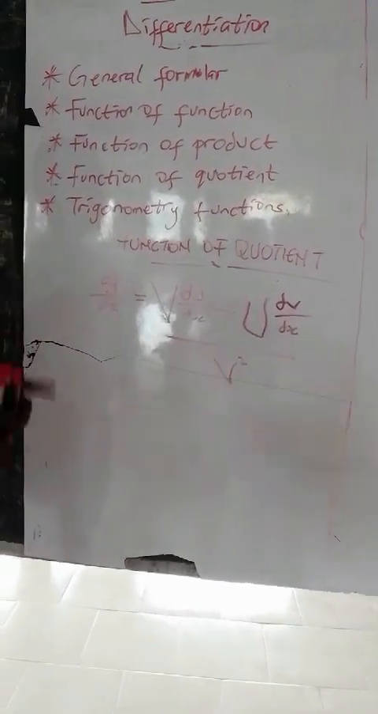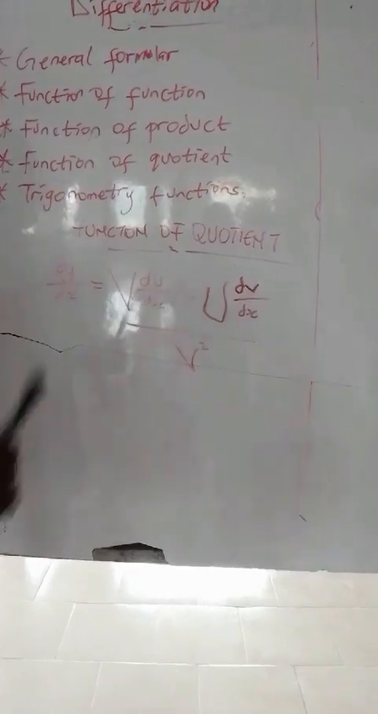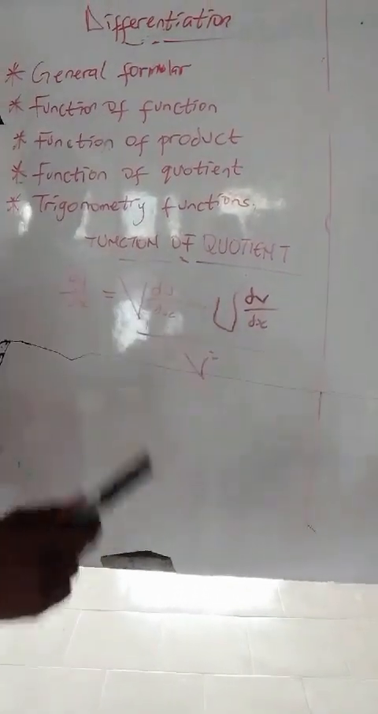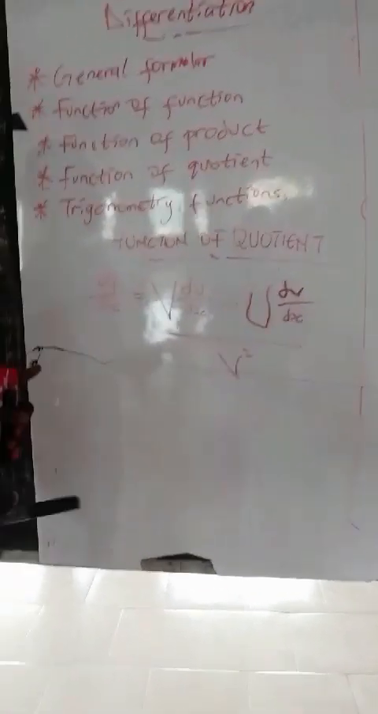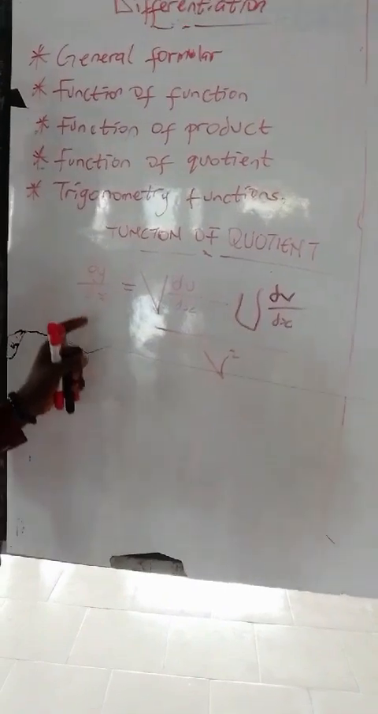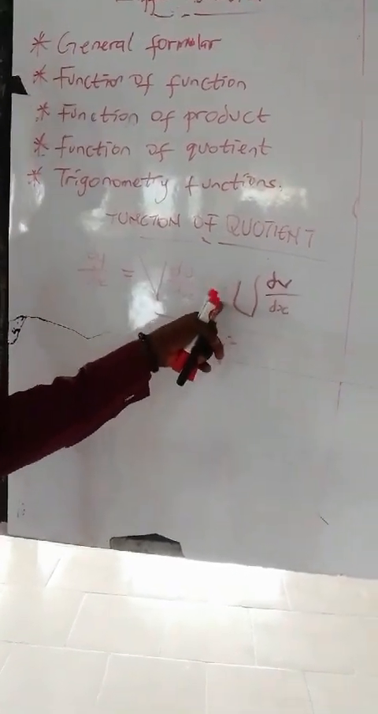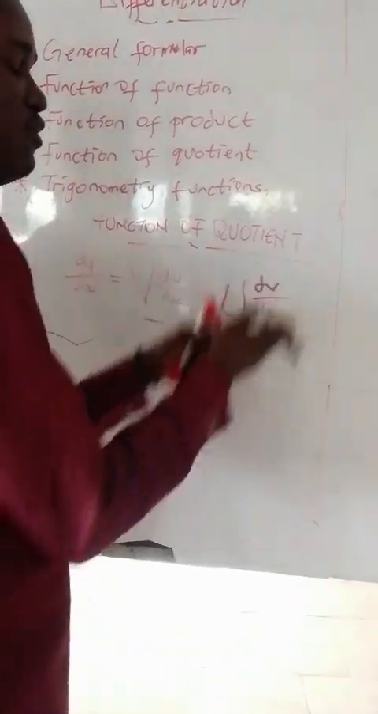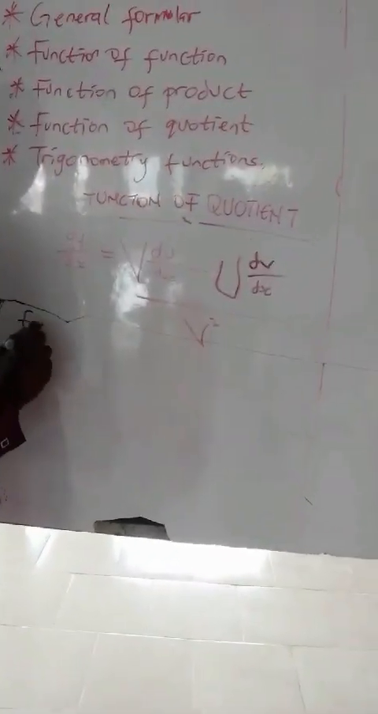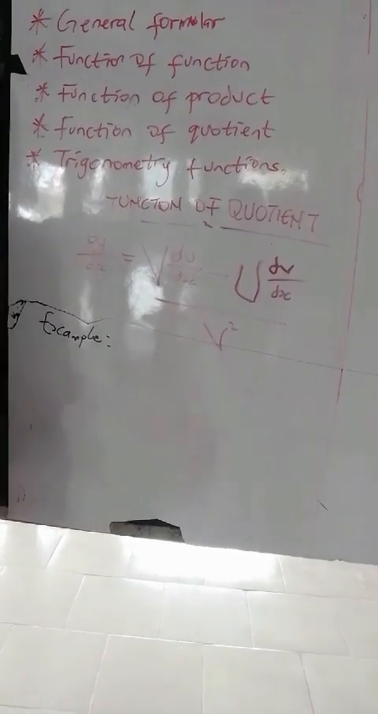u dv over dx plus what? v du over dx. And in some textbooks, it can be v du over dx plus u dv over dx. If you do notice, it is plus plus. But in this function of quotient, your v is positive while your u is negative, that is minus u dv over dx all over this. What do you mean by function of quotient? Function of quotient is just like saying division, the division of two functions.